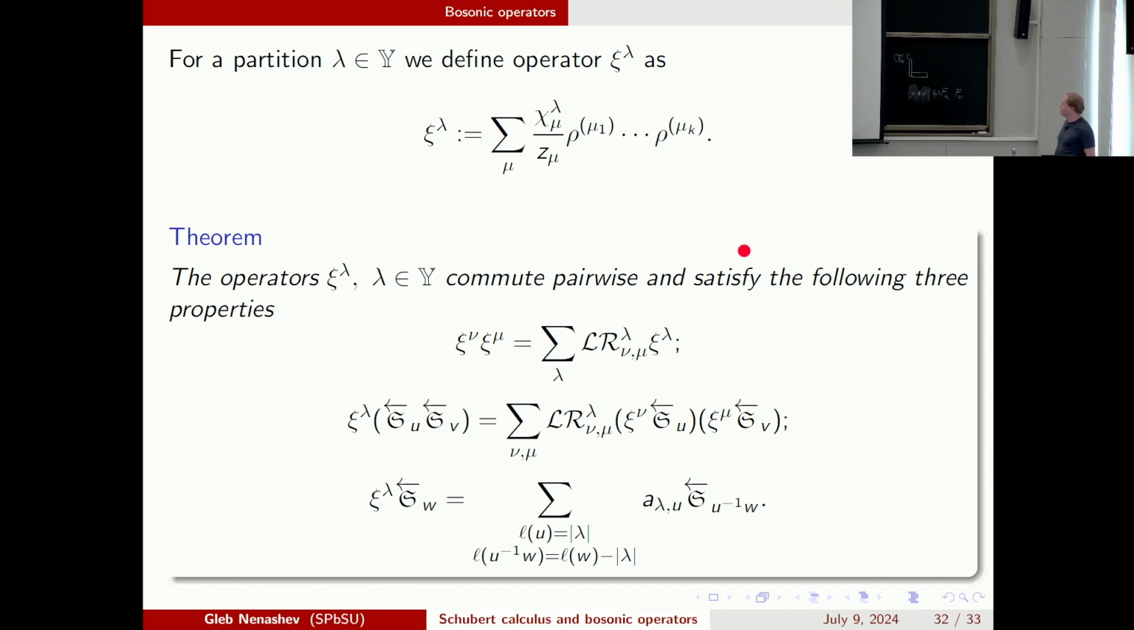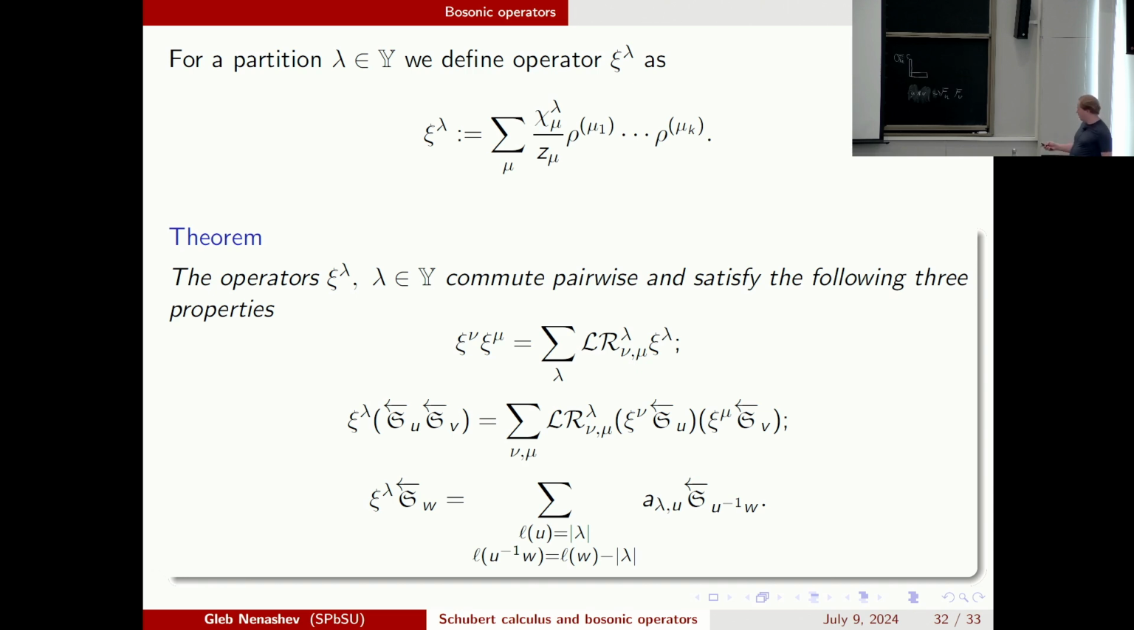It's the first part, it's not a big deal, but the second is more interesting because now we have this Hopf structure for operators. And the third condition is that when we multiply by this operator xi, we will have this coefficient from the Edelman-Greene interpretation of Stanley symmetric functions. So these A lambda U are coefficients from Stanley symmetric functions. So these coefficients are non-negative integer numbers.